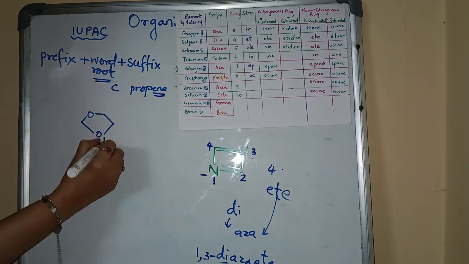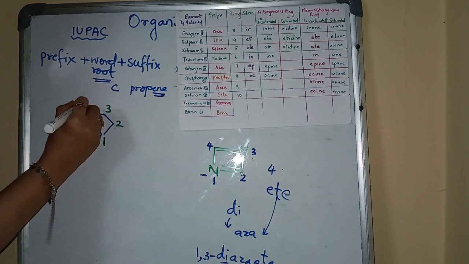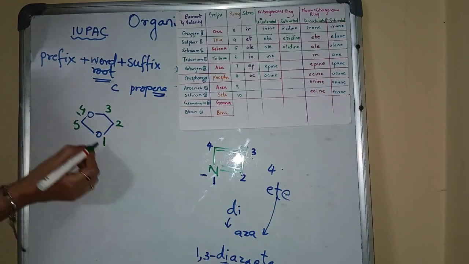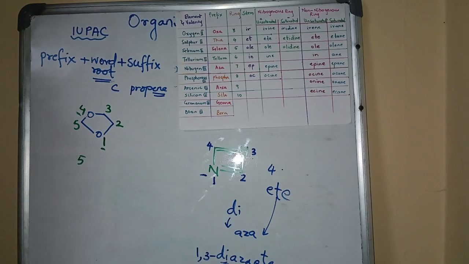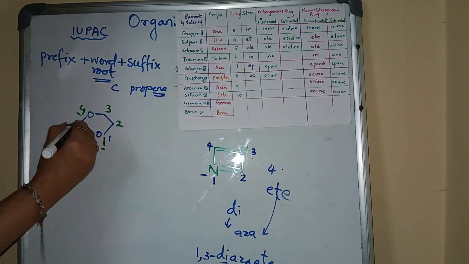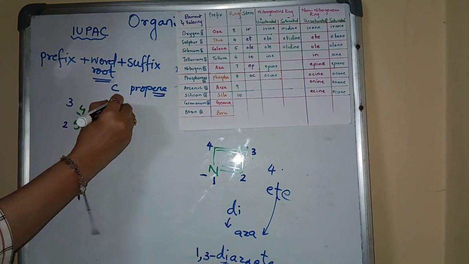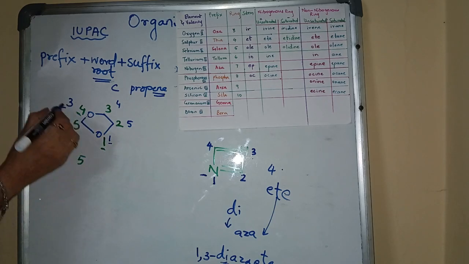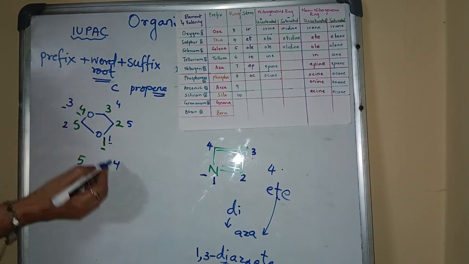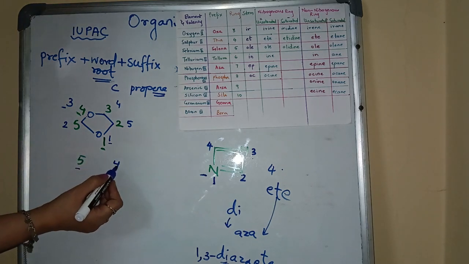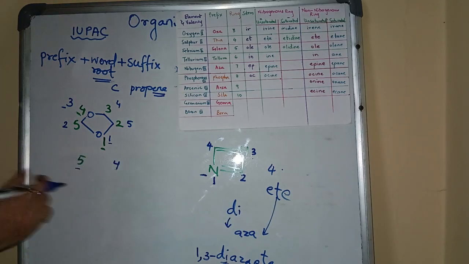If we number from here, 1, 2, 3, 4, 5, we are getting 4 plus 1, which is 5. Let us do the other way around. 1, 2, 3, 4, 5. We are getting number 1, we are getting number 3. 3 plus 1 is 4. So this is lowest compared to the other one. Therefore, we will prefer the numbering done with the blue ink.